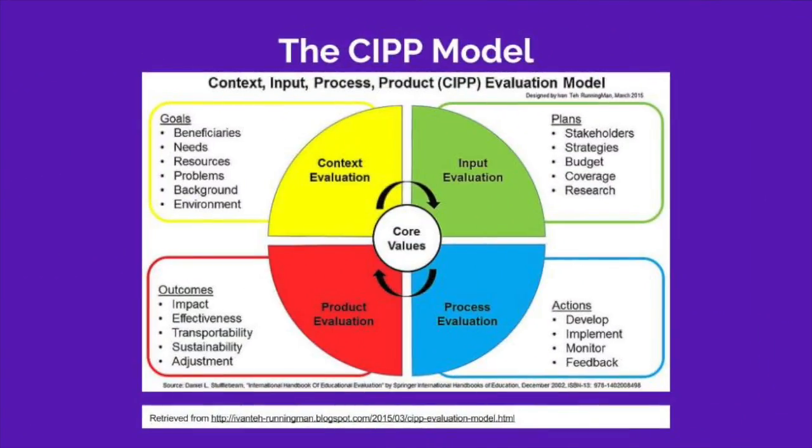The CIPP model is used for program and organizational evaluation, and this chart gives a visual representation of how the four parts of the CIPP model integrate with each other and the components of each individual step. It highlights the focus for each phase of the model.